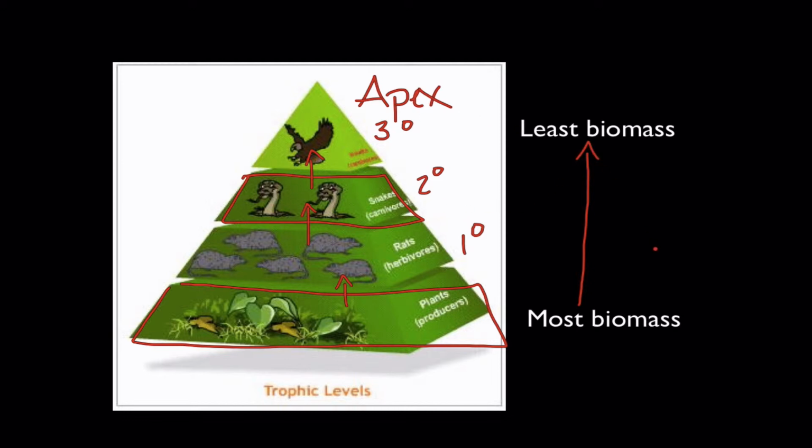Now, if we actually drew this to scale, it would look more like this. Here we have the producer level, and then a very small primary consumer level, and then an even smaller secondary consumer level. So the decrease in biomass is actually much more dramatic than this diagram shows if we actually measured it.